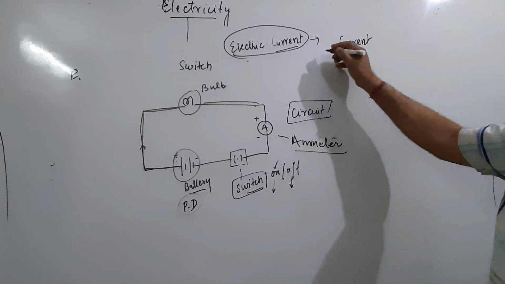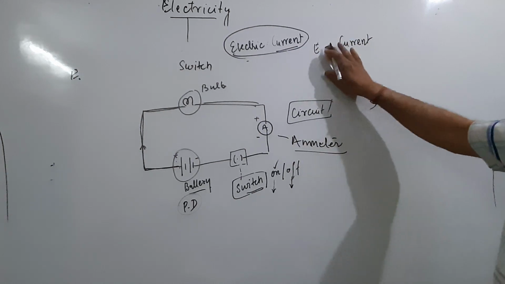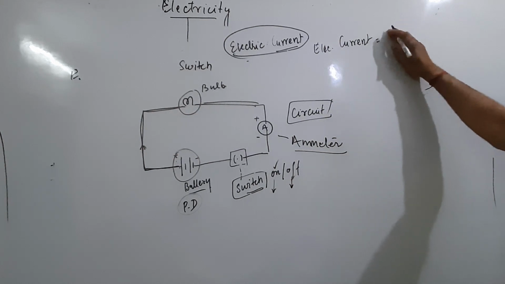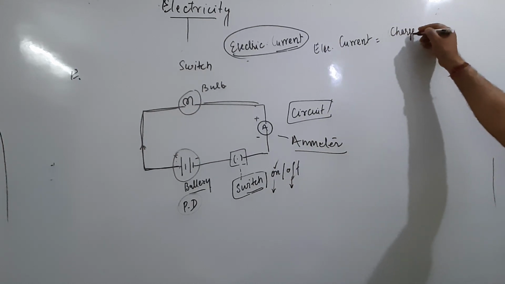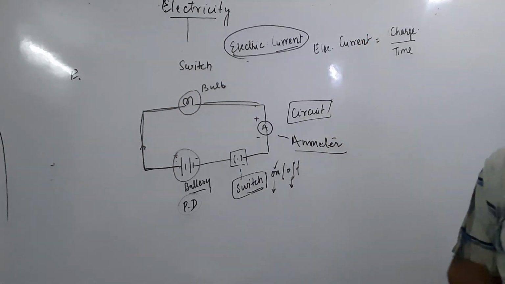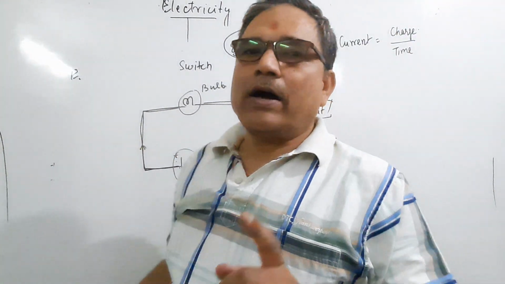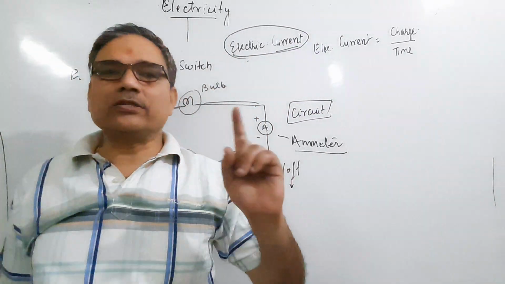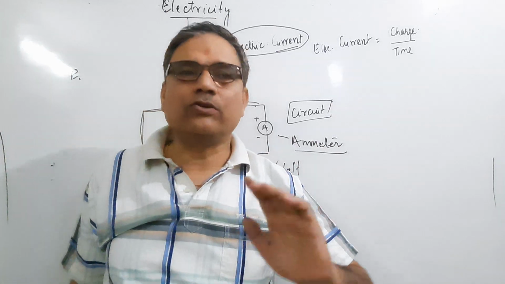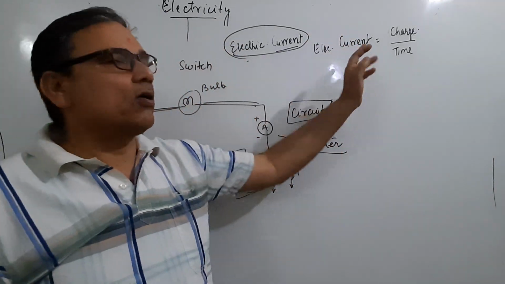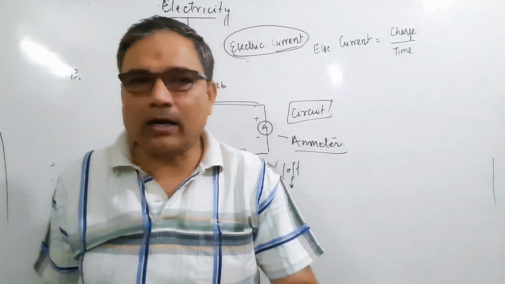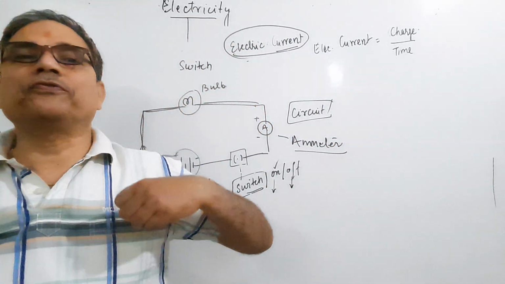Electric current is equal to Q, charge, upon time. What is the definition of current? The amount of charge flowing in a given area per unit time is known as electric current. Or we can say the simple definition of electric current is the rate of flowing of charge.